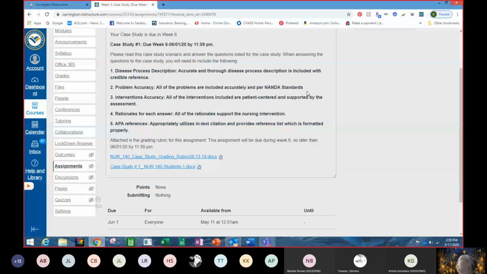So when you're writing your nursing problems, interventions should be patient-centered and supported by your assessment. And then rationales: why are you doing what you are doing? Again, your nursing diagnosis. APA references: make sure you're using in-text citation appropriately and provide a reference list that is formatted in APA format.